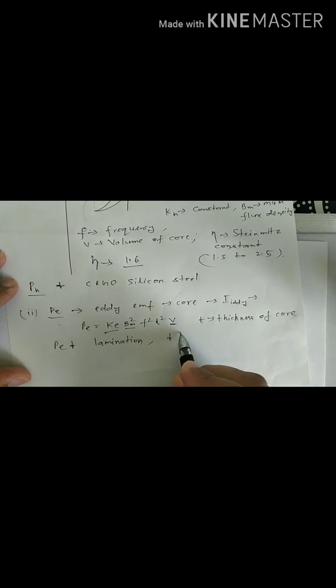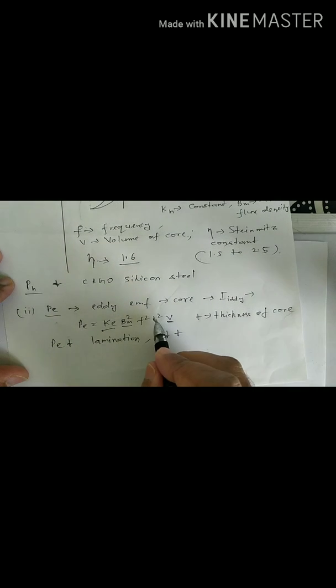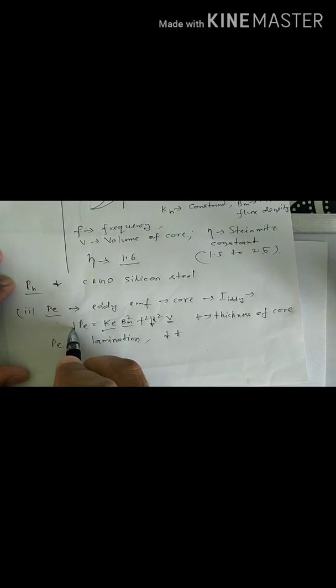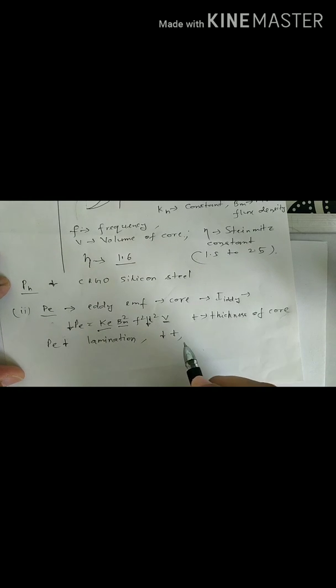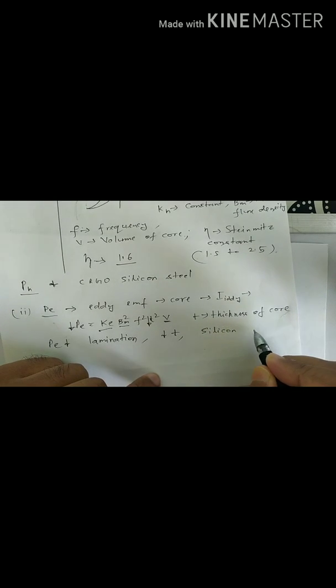This loss can be minimized by doing lamination, also by reducing thickness of lamination, as we see from this eddy current formula. As t decreases, eddy current also decreases. This loss can also be reduced by adding a small amount of silicon in steel. We know that silicon addition will increase resistivity of steel, because of that the eddy current will reduce, therefore eddy current loss will also reduce. So this is about iron loss.